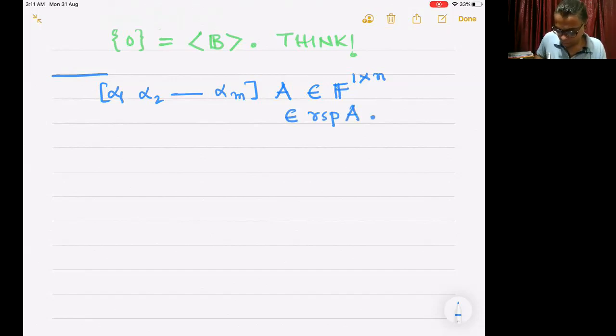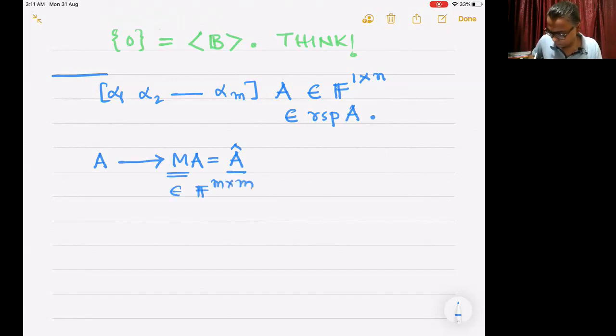Now, suppose I have A and I do some row operation and I get M times A, which I'm calling A hat. Remember, this M was invertible. M is always square invertible, M belongs to F^(m cross m). We have seen before that these are products of elementary row operation matrices, so they are always invertible.